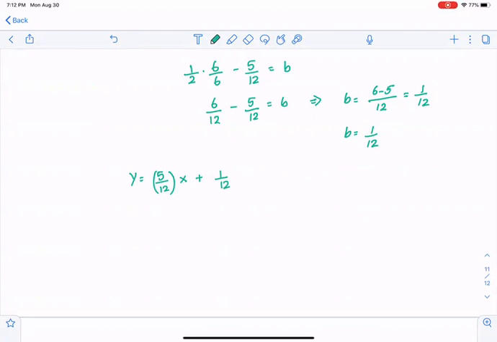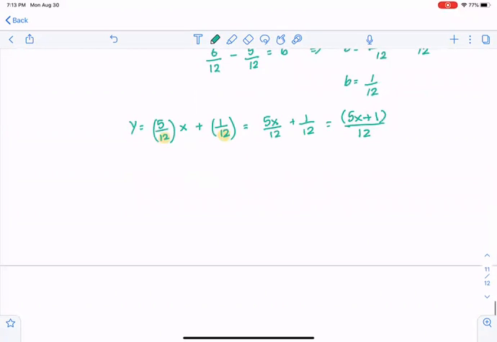Now, we have a common denominator of 12. In other words, I can write it this way, and you can recognize that there is a common denominator. So we will have 5x plus 1 as the combined numerator divided by the common denominator. So y would then be 1 over 12 multiplied by 5x plus 1.